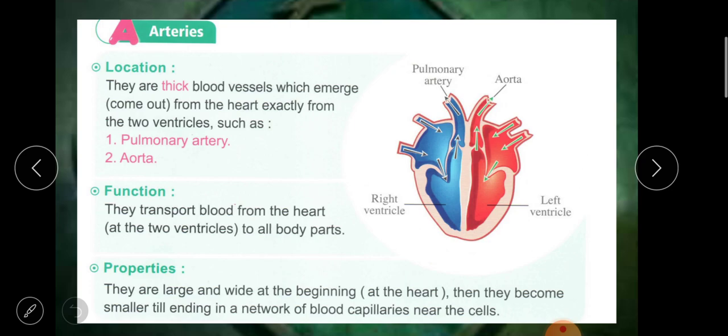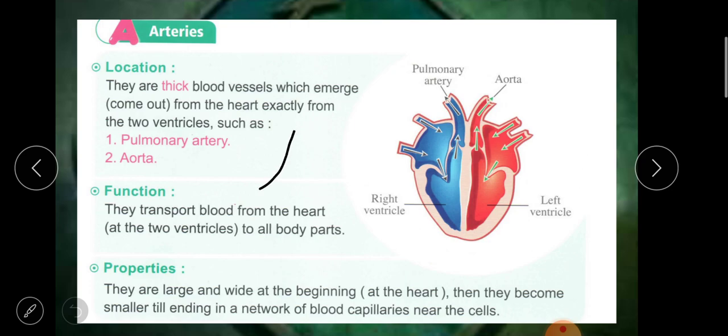What are the properties of the arteries? They are large and wide at the beginning, at the heart, and then they become smaller. So it's large, then it becomes smaller, and ends with a network of blood capillaries near the cells. So the arteries that are coming from the heart are what? Large and wide. Then they become smaller.